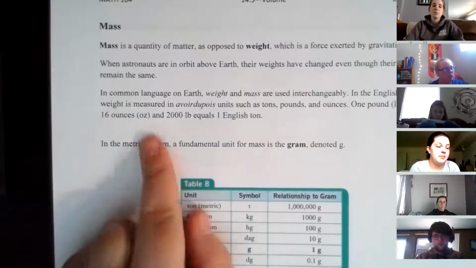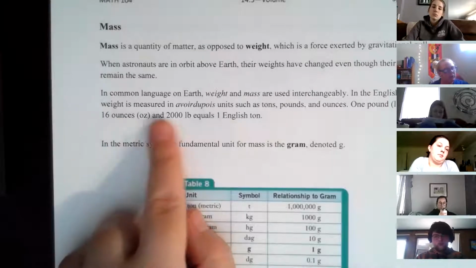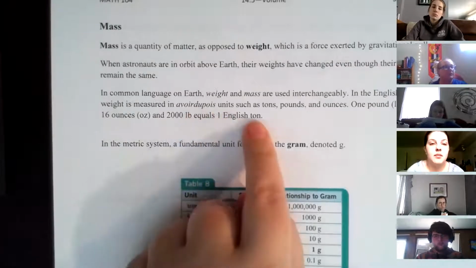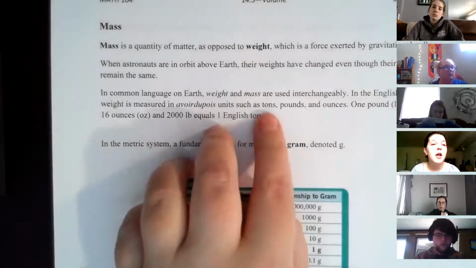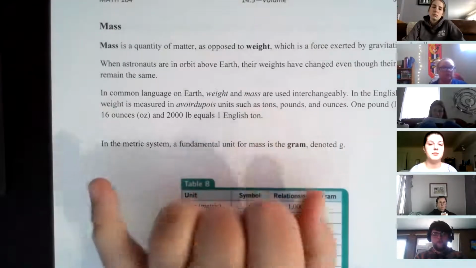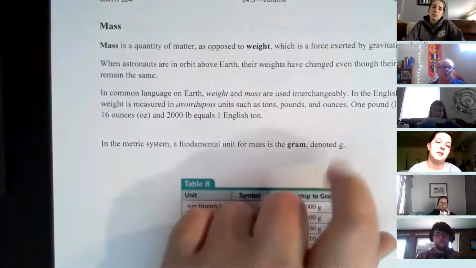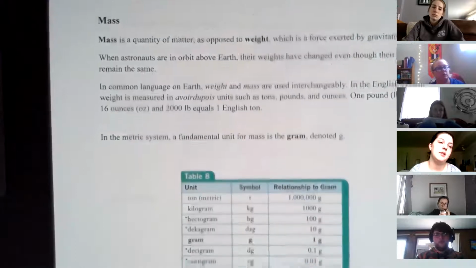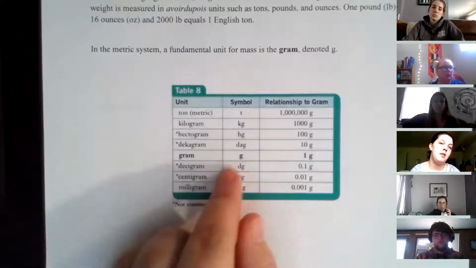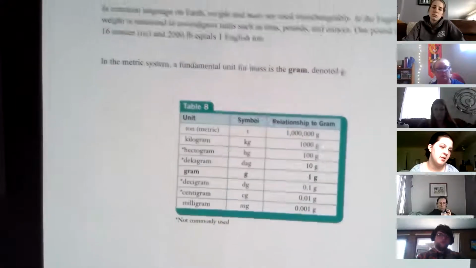So in the English system, weight is measured in this funky word. I don't know if anybody could pronounce that for me. Those are going to be tons, pounds, and ounces. 1 pound is going to be 16 ounces, and 2,000 pounds is 1 ton. But in the metric system, we'll have grams, which is what you primarily use in the science fields. And these work just exactly the same as the base 10 units.